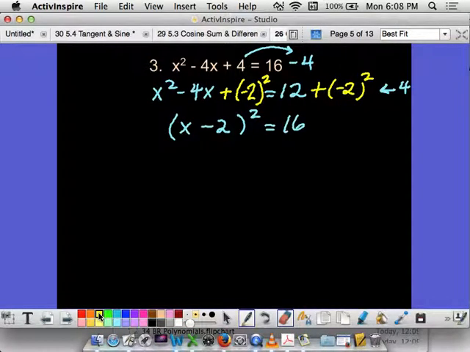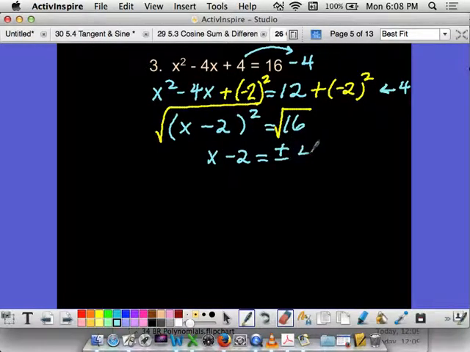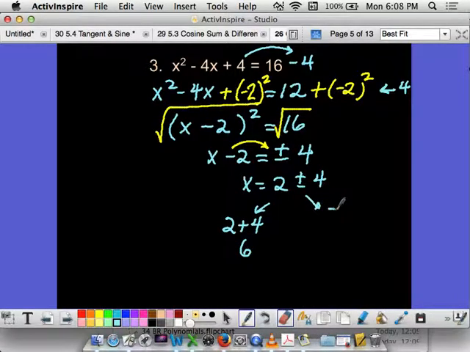Okay, now we're going to take the square root of both sides. The square root and the squared undo each other, and that just leaves x minus 2. Don't forget that plus or minus, and the square root of 16 is 4. The 2 comes over, negative 2 becomes positive 2. You're going to have to be very careful about your signs. So x is equal to positive 2 plus or minus 4. And then I'll just finish that. 2 plus 4 is 6, and 2 minus 4 is negative 2. So writing our answer from least to greatest is negative 2, positive 6.